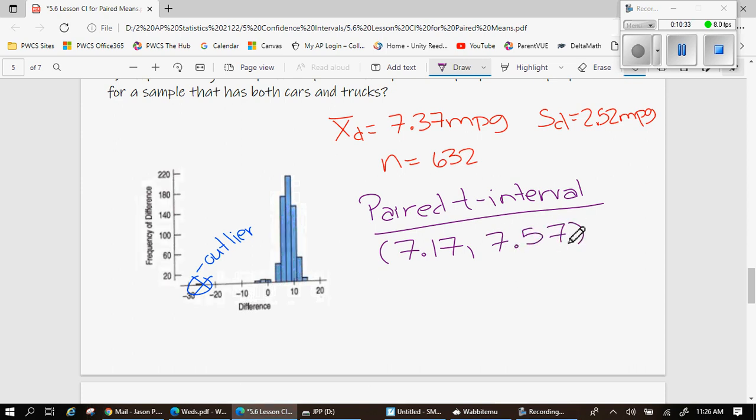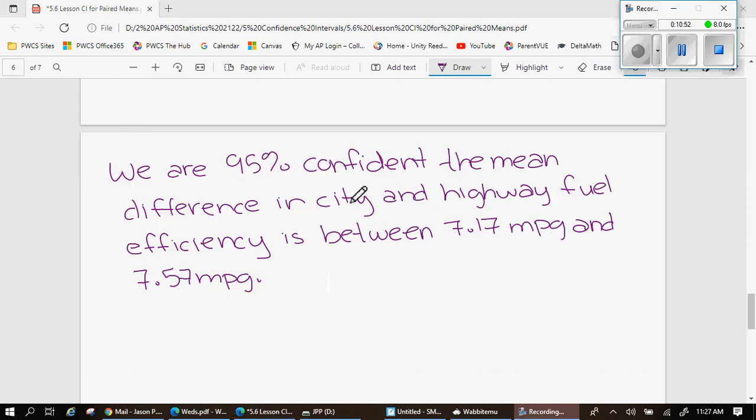This is not an average miles per gallon. This is an average difference in miles per gallon. So that's what we want to say when we make our conclusion. We're not talking about the average mile per gallon. We're talking about the average difference, or the mean difference in miles per gallon. So let me go ahead and write my conclusion, and then we'll talk.